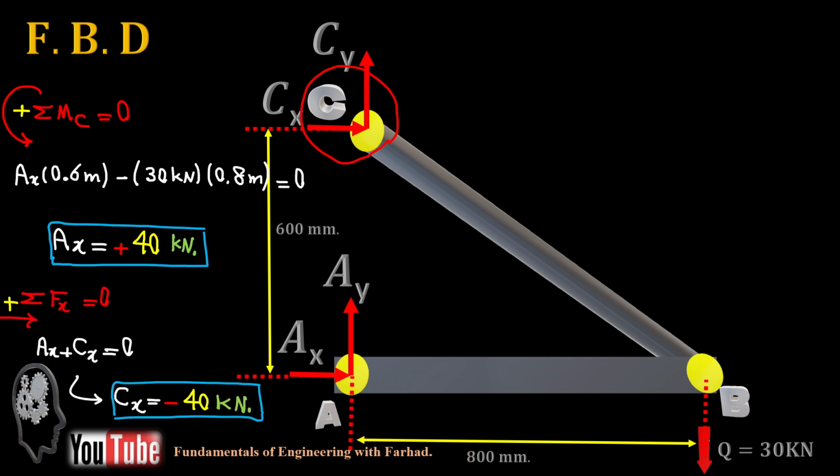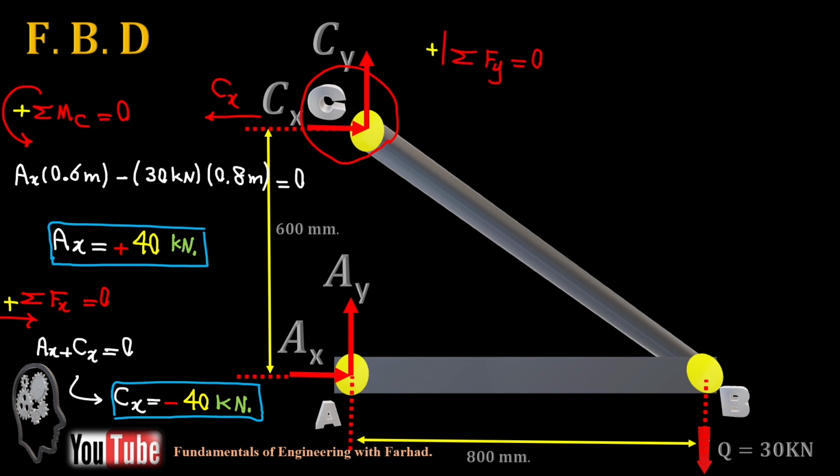Summation of forces in X equals 0. It says the X components are AX and CX. So CX is outward, it's negative, so it's not consistent with the arbitrary direction. This is our CX in terms of direction.